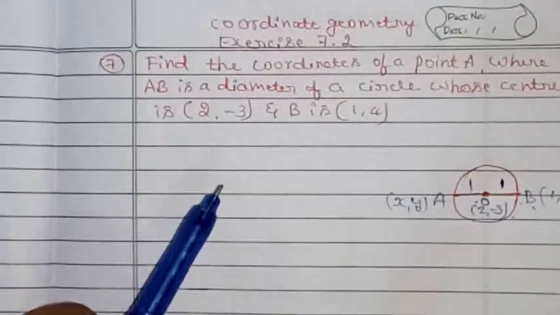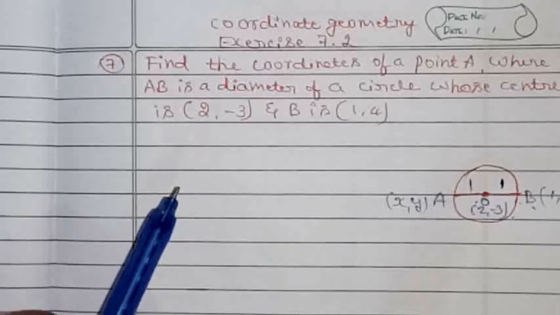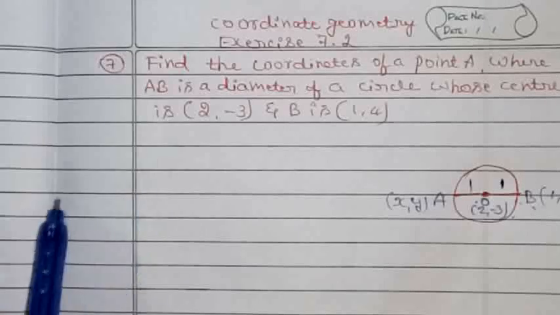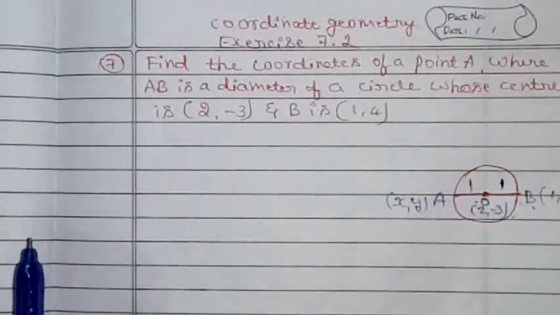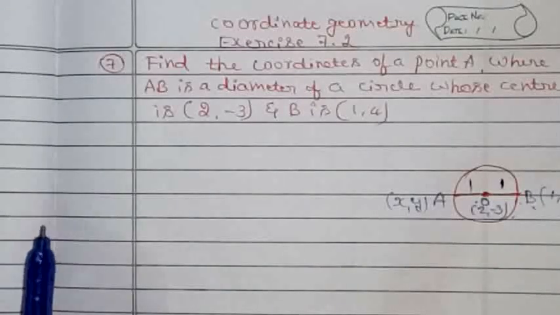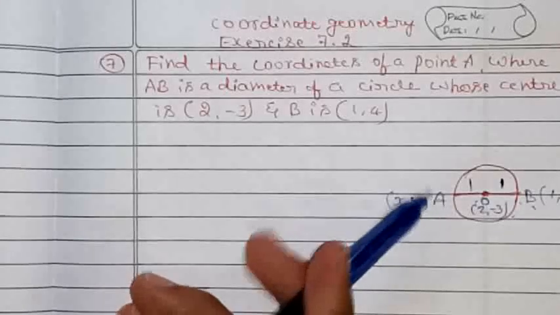So I think you know the formula. (x1 + x2)/2 and (y1 + y2)/2. This is the formula we need to use if suppose any line segment is divided in the ratio 1:1. So by using that formula we can find the coordinates of A, children.